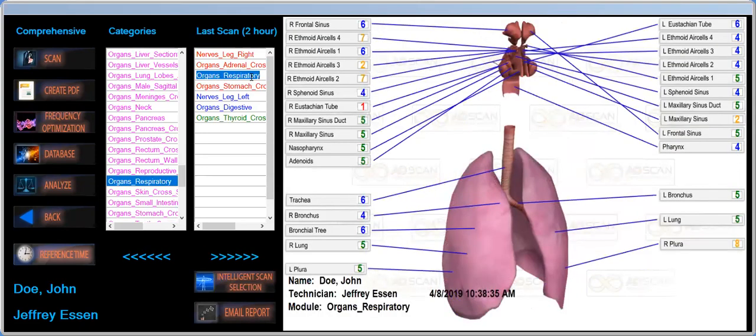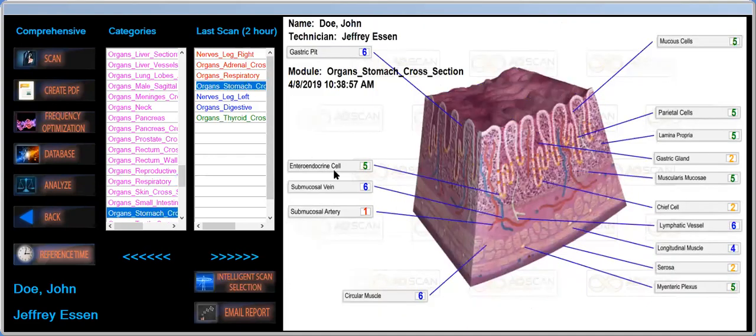So let's say here, for instance, the eustachian tube is a 1, and we've got some additional scores here that aren't ideal, but he's not complaining of a respiratory problem. We've got a stomach issue here that looks like it might have a few little issues, like the gastric gland being a 2, chief cells and serosa only being 2s, submucosal artery, the blood flow into the stomach, being a 1. But generally speaking, that isn't his big problem.